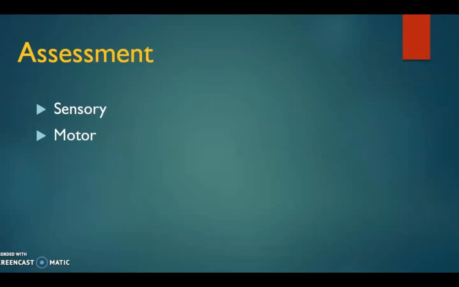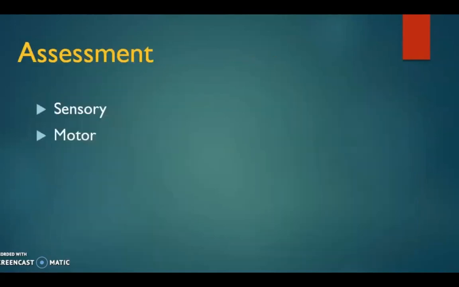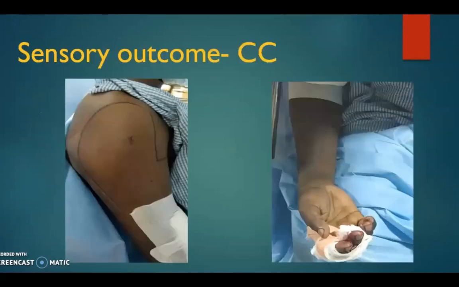And how did we do the sensory and the motor assessment of our blocks? For sensory, we used an ice cold pack to map the areas in which they were able to perceive the cold and areas in which they were not able to perceive the cold. And for the motor, we assessed the motor function of the individual muscles of the upper limb.